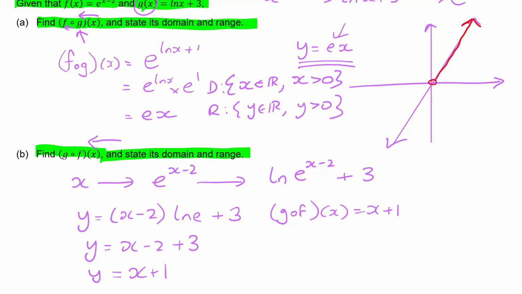Now in this instance, there is no problem at all putting any value into e to the x minus 2. It will take all real values. So the domain is going to be x belongs to the reals, all real values. That being the case, it's going to be the whole of the line y equals x plus 1, which means y is all reals.